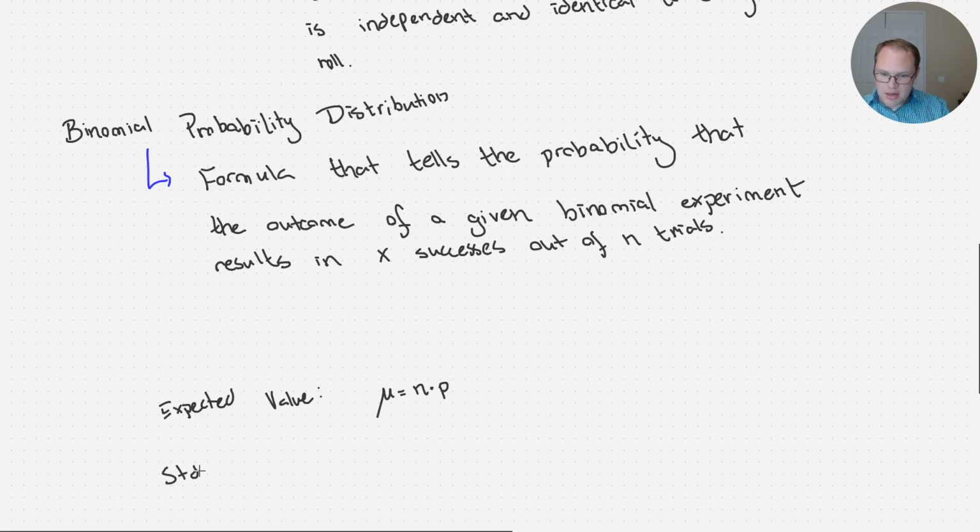And then the standard deviation is a little bit different. It's the square root of n times p times 1 minus p. So that's the square root of the number of trials times the probability of success of any one trial times the probability of failure of any one trial.